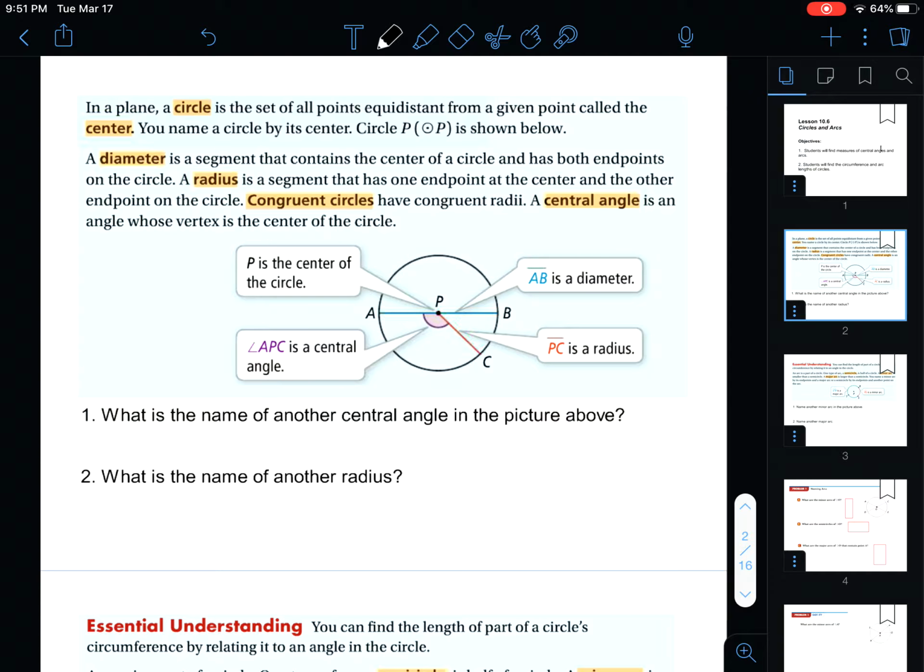In a plane, a circle is the set of all points that are equidistant from a given point, and that given point is called the center. In this particular circle, our given point is P. You name a circle by its center point, so this would be called circle P by that center point at P.